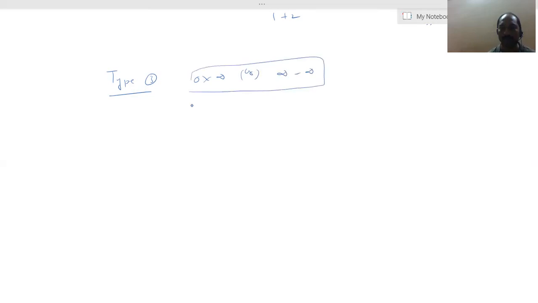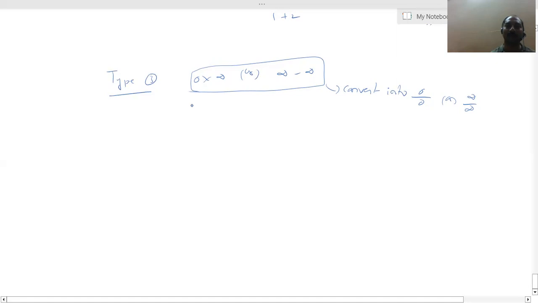Whenever you see these kind of problems, simplify the expression, convert into 0 by 0 or infinity by infinity model. If you get infinity by infinity, it is converted into 0 by 0. You always convert any expression into 0 by 0 form. So 0 into infinity or infinity minus infinity is converted into 0 by 0 form or infinity by infinity form.